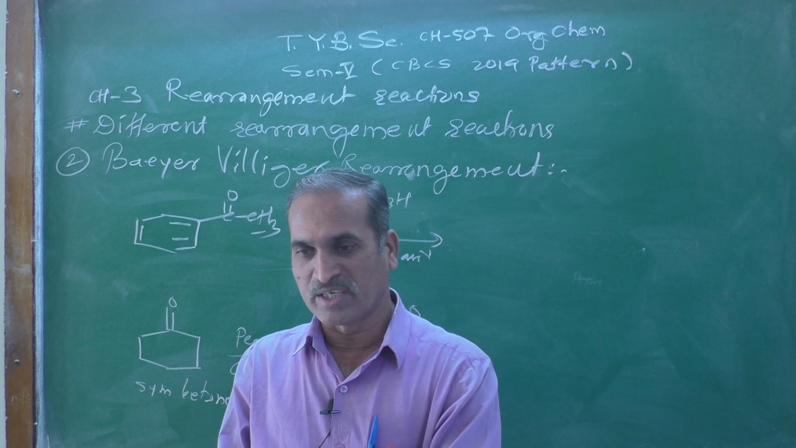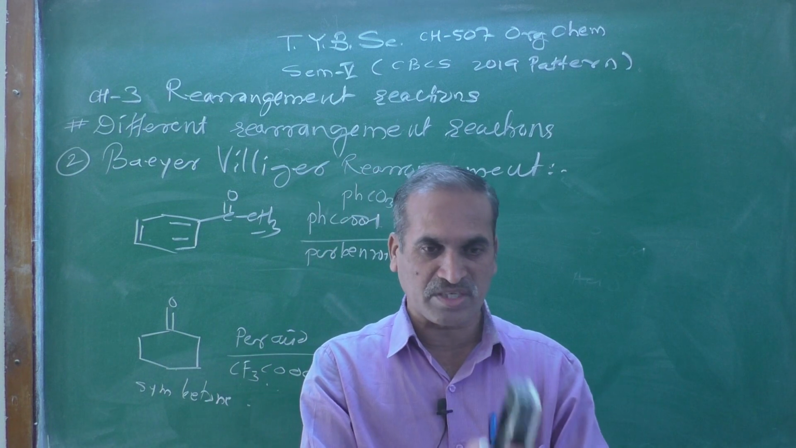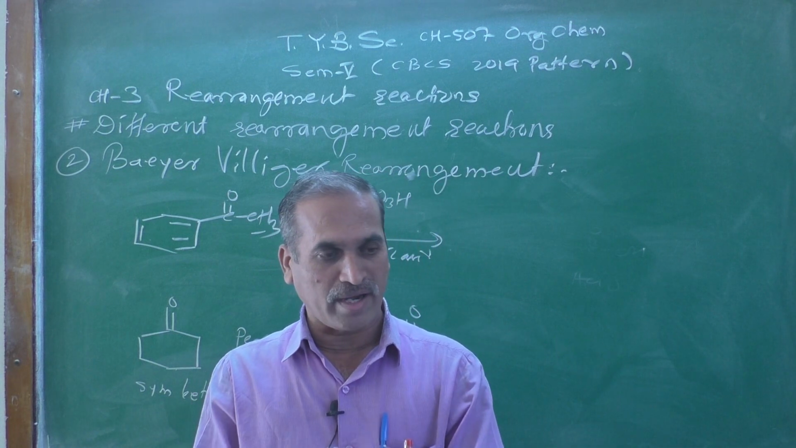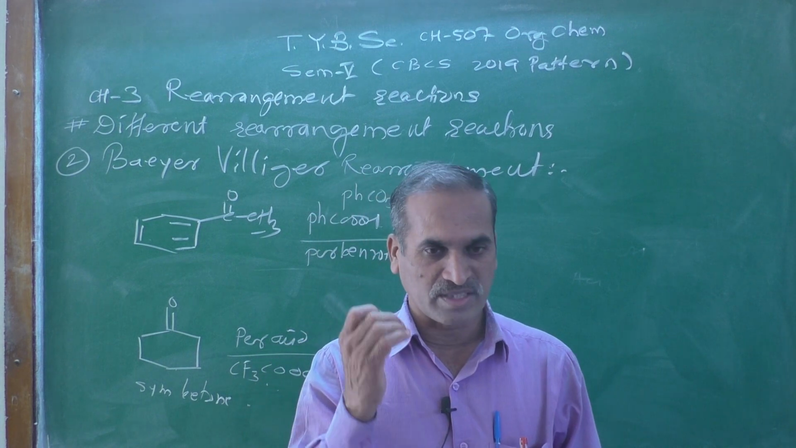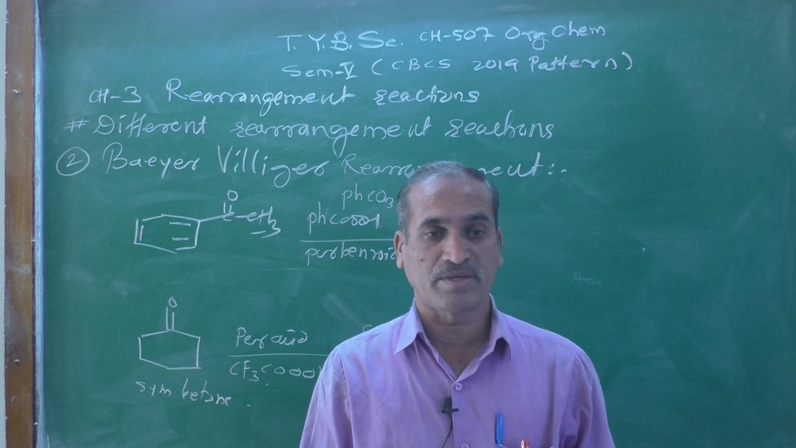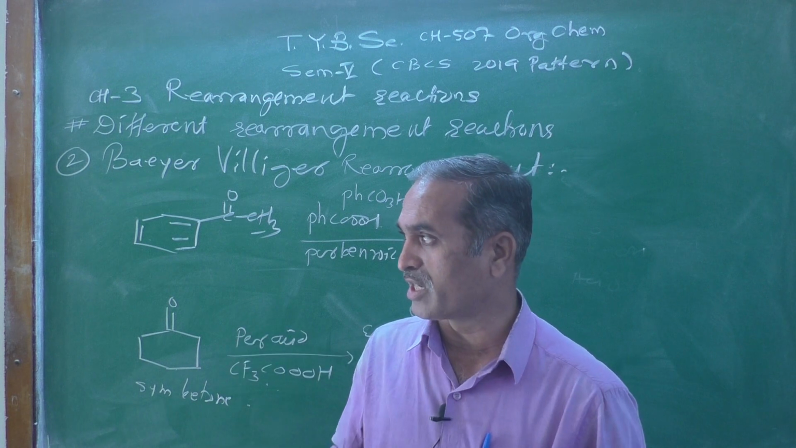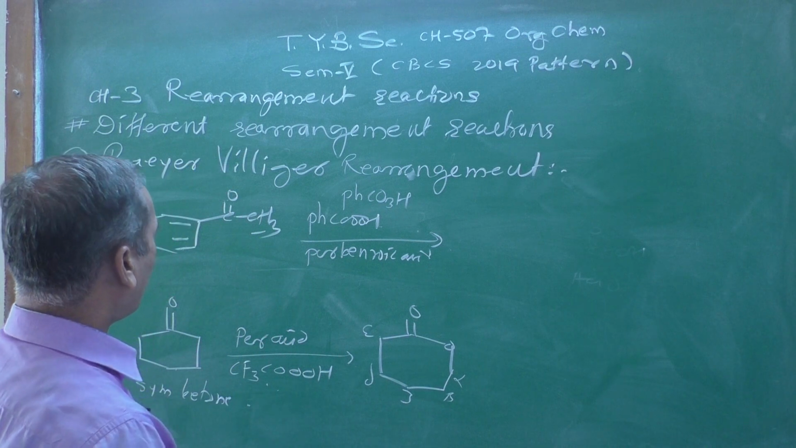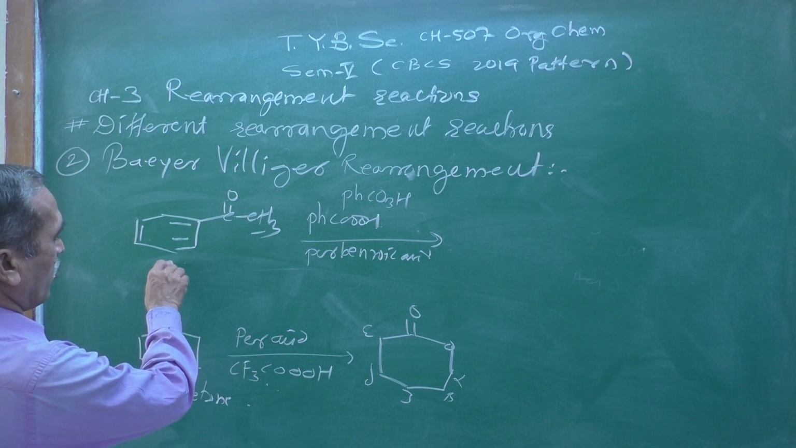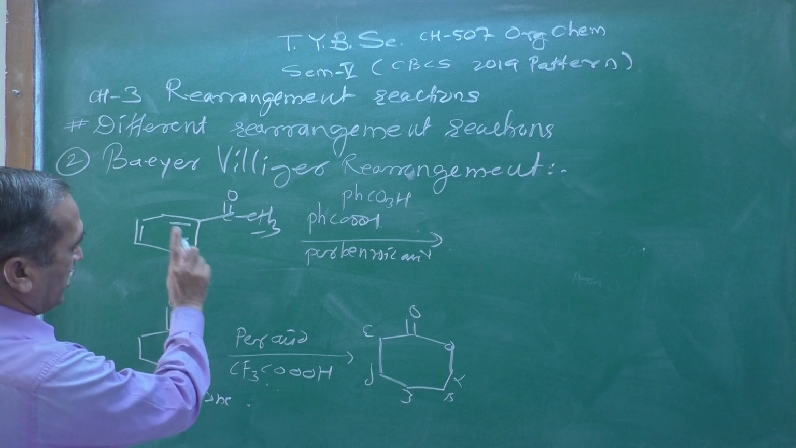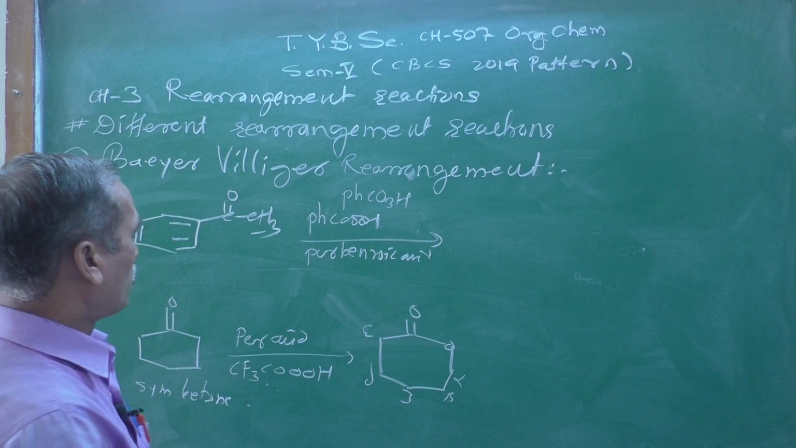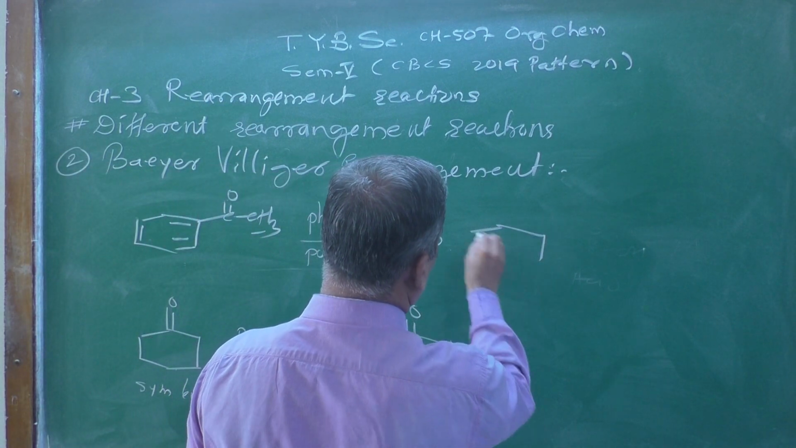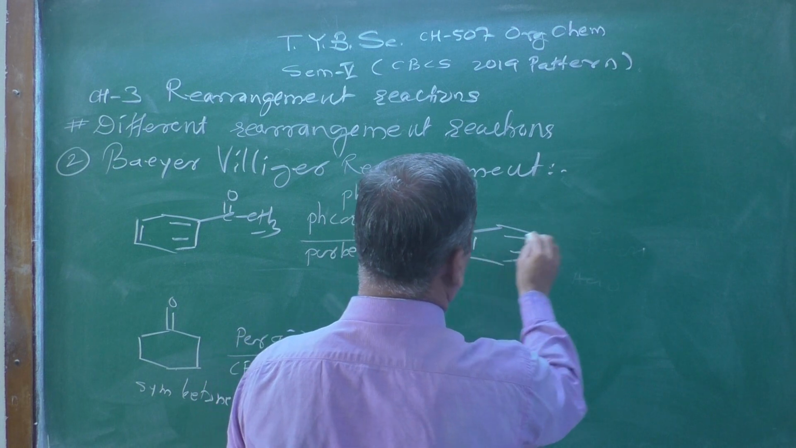Baeyer and Villiger, the two German scientists, studied this reaction very well and produced the data or observation that we still use. That is the experimental evidence or proof that the migratory aptitude of the phenyl group is greater than the methyl group, and therefore the product must be this one, C double bond O, C double bond O, CH3, and another one.